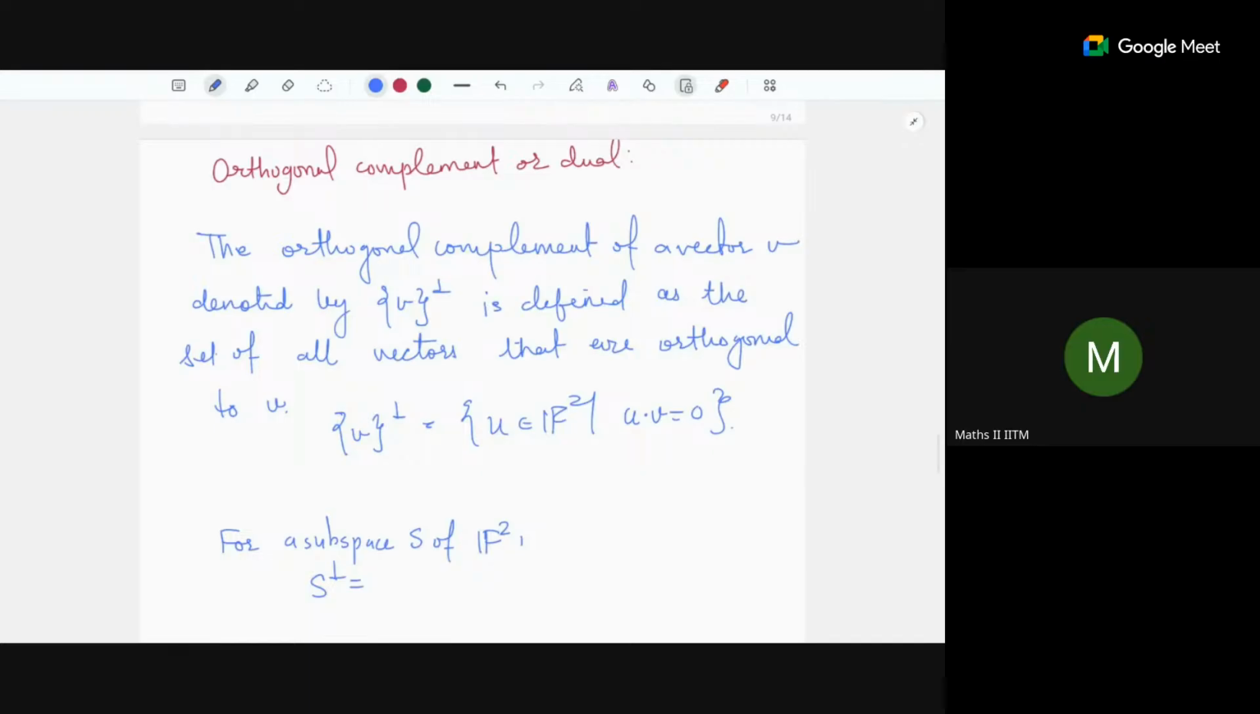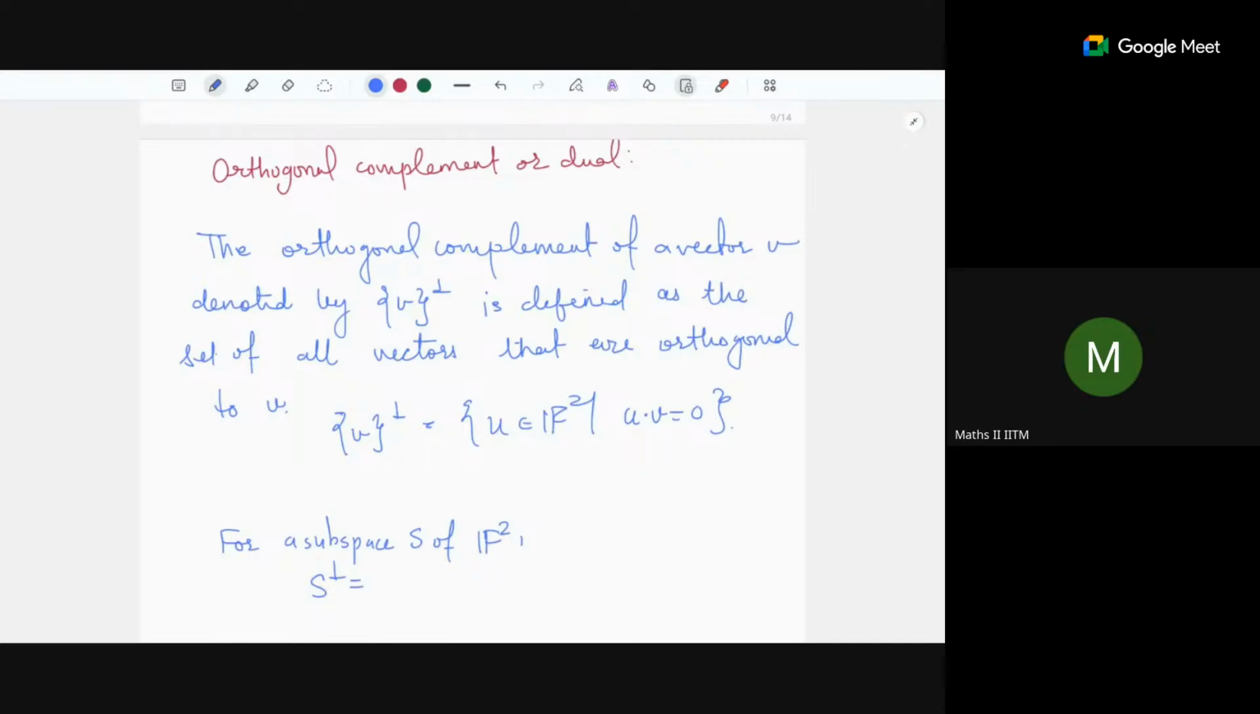Okay. So, orthogonal complement, or a dual. We have noticed that when you have a vector space C2 or R2, there are vectors which can be orthogonal to a given vector. And there will always be at least one vector which is orthogonal to some vector.